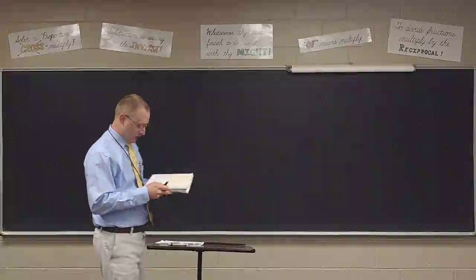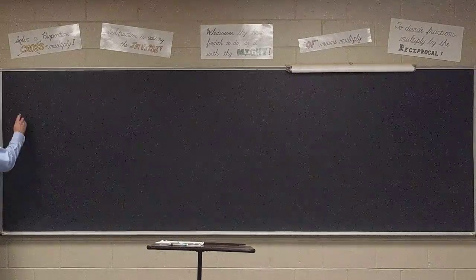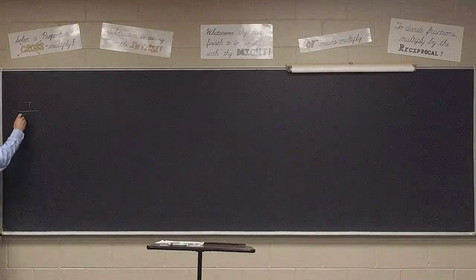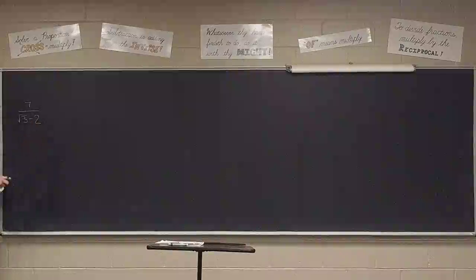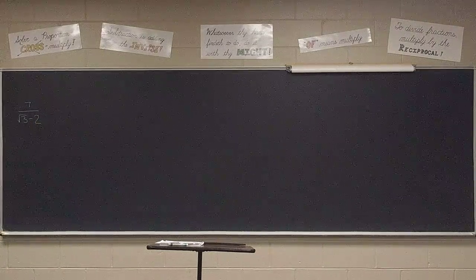Yeah. All right, so on page 293, number 6, we had 7 being divided by the square root of 3 minus 2. And obviously, this is a fraction. And in our fraction, we look specifically at the denominator, and we see something that we just can't have. Maddie? A radical. We cannot have radicals in denominators.